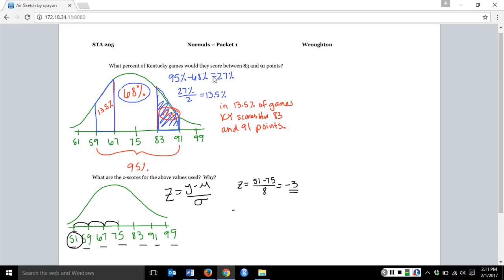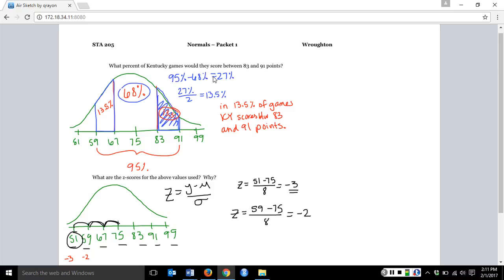So what's going to happen when I plug in the 59? Well, if I look at my picture, I went 2 standard deviations below. So I shouldn't be too surprised here when I get -2. Because if the z-score is negative, it means it's below. And it's 2 standard deviations below average. So for each of these numbers, if I plug it in to z, the 51 gave us a -3. The 59 gave us a -2.